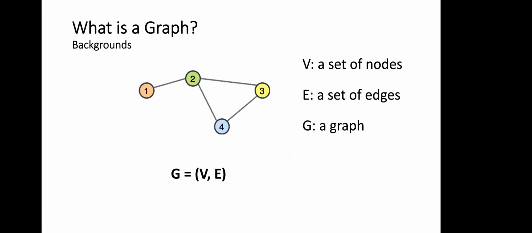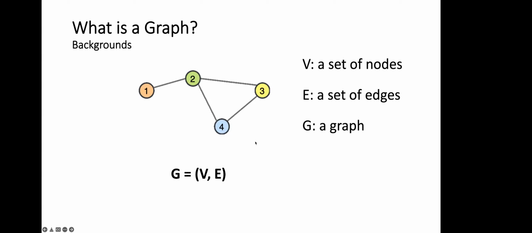So the first question is, what is a graph? A graph consists of a set of nodes and a set of edges. An edge is a connection between two nodes. So a graph G equals V and E. In this example of the graph, we have 4 nodes, 1, 2, 3, 4, and we also have a set of edges, which is 1-2, 2-3, 3-4, and 2-4.